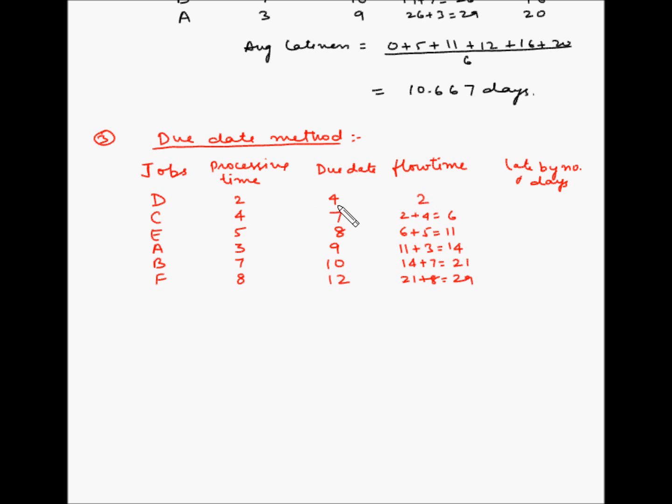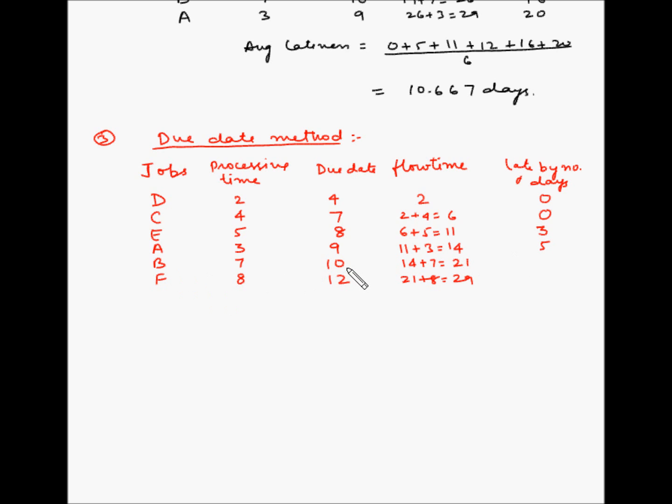So D is due on the 4th day and we'll deliver it on the 2nd day, so it is not late at all. C is due on the 7th day and we can deliver on the 6th day, so this is also not late at all. E is due on the 8th day, but we can deliver only on the 11th day, so 11 minus 8, which is 3. A is due on the 9th day, but we can deliver on the 14th day, so it is late by 14 minus 9, which is 5 days.